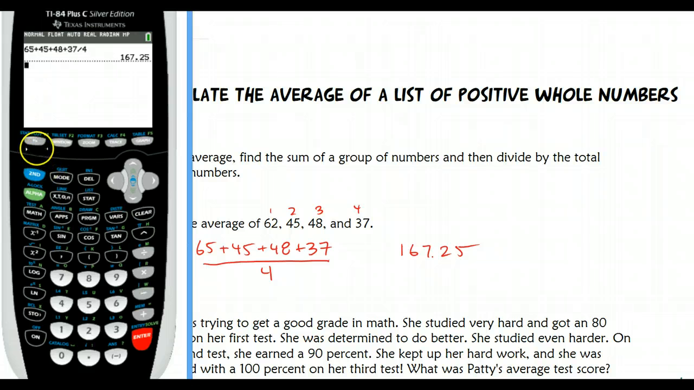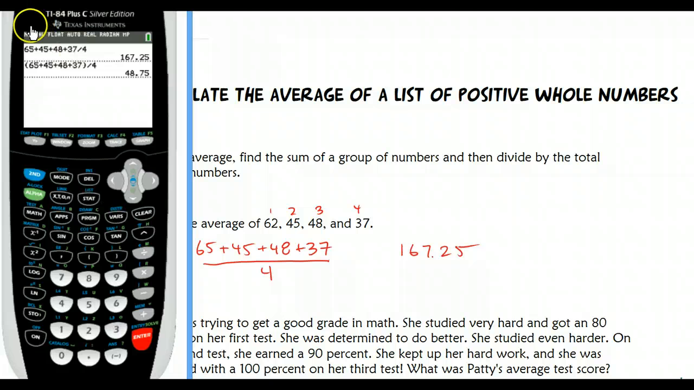Okay, now we're going to do it again the correct way. What we're going to have to do is put parentheses around the entire sum. So 65 plus 45 plus 48 plus 37, in parentheses, and then hit divide by 4. This time I'm going to get the correct answer, which is 48.75.